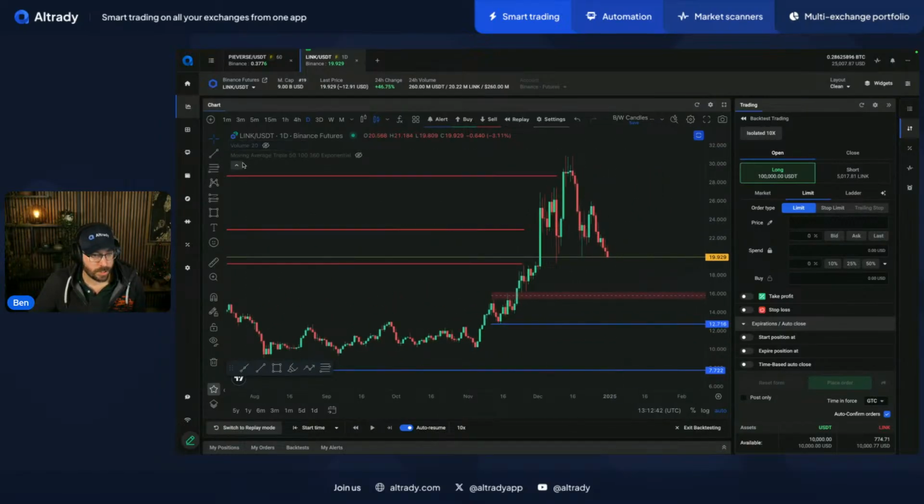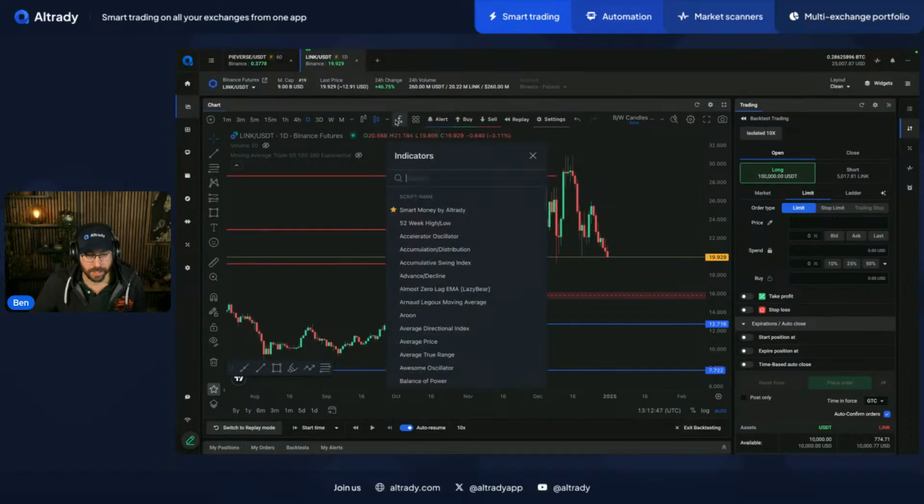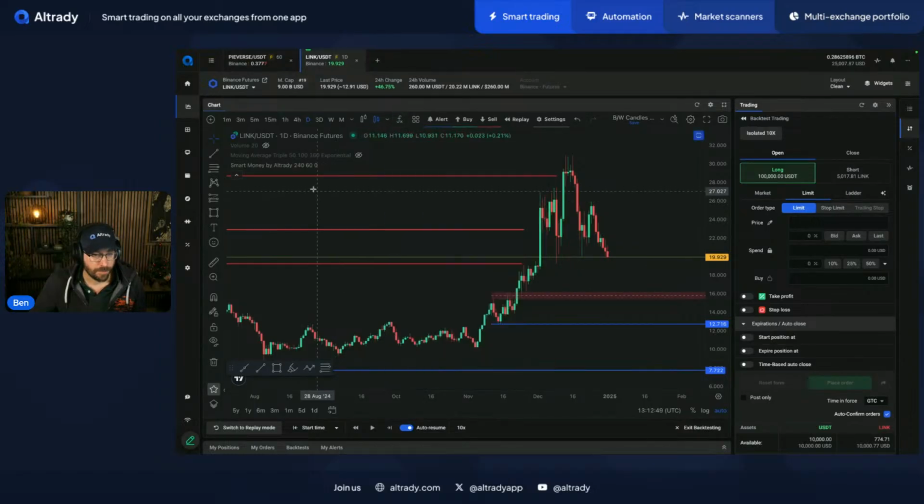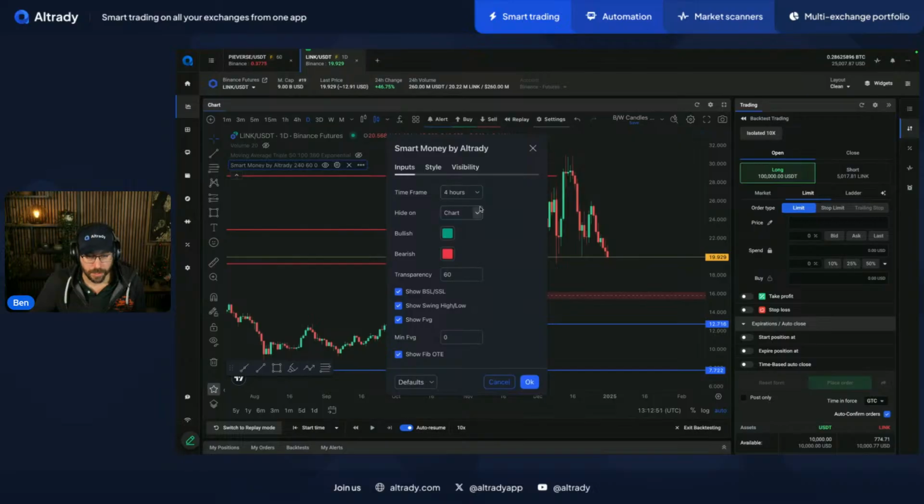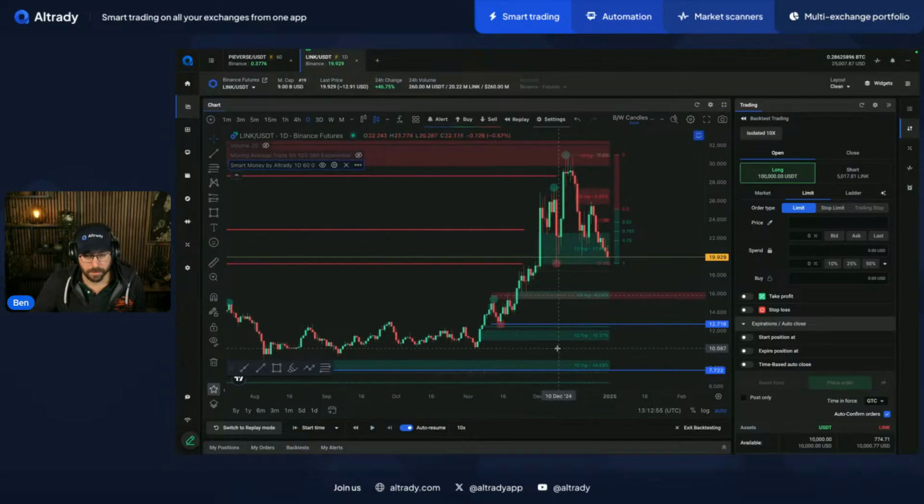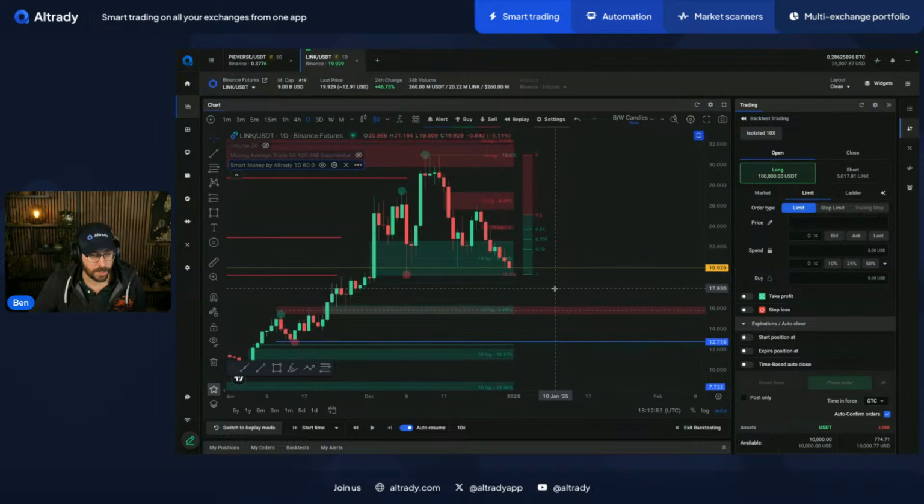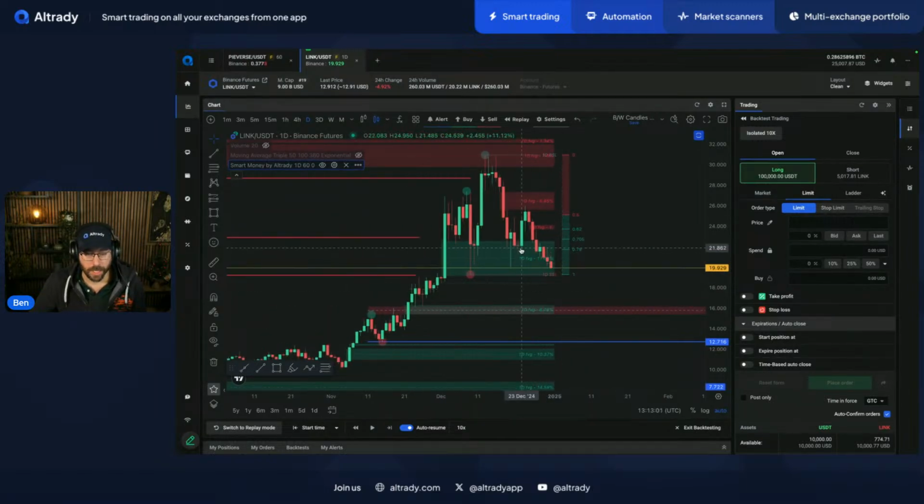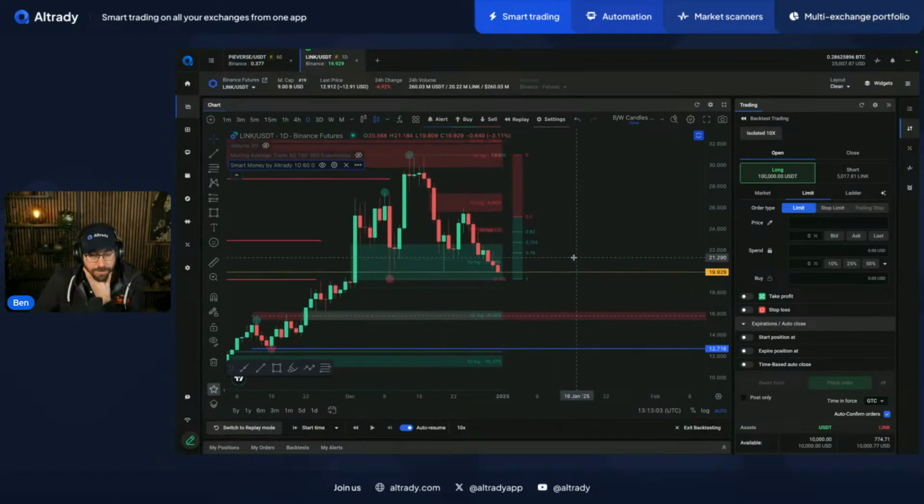Let's turn on the smart money concept indicator right now because we have landed on the time frame that we're going to be using. I just need to adjust it slightly. Let's say to the day. Normally we use 4 hours, but today we're going to be using the daily. So yeah, that's where we are right now.